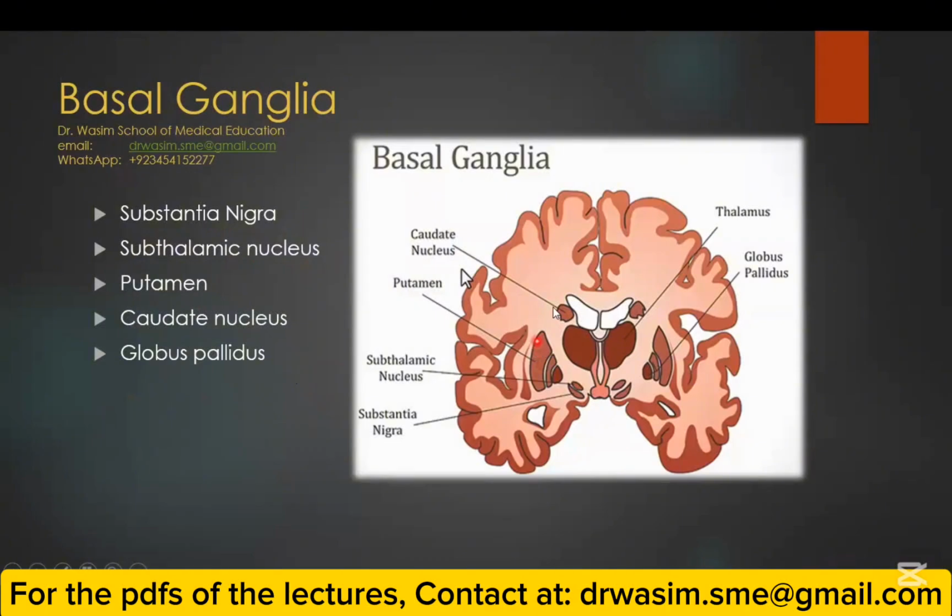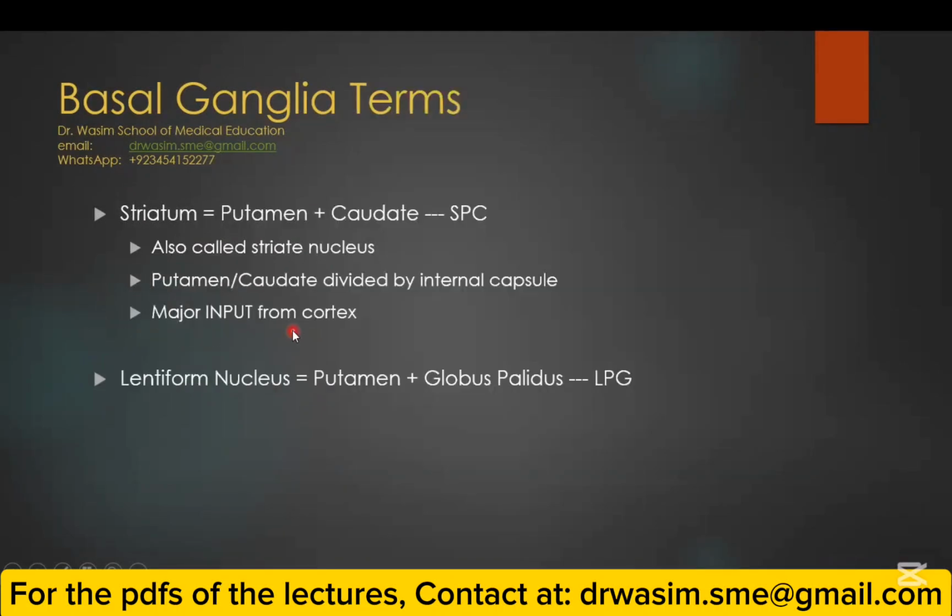This is the putamen. This is the caudate nucleus, and this is the globus pallidus, which again is the globus pallidus externus and globus pallidus internus. We will also come across some of the terminologies like striatum and lentiform nucleus.